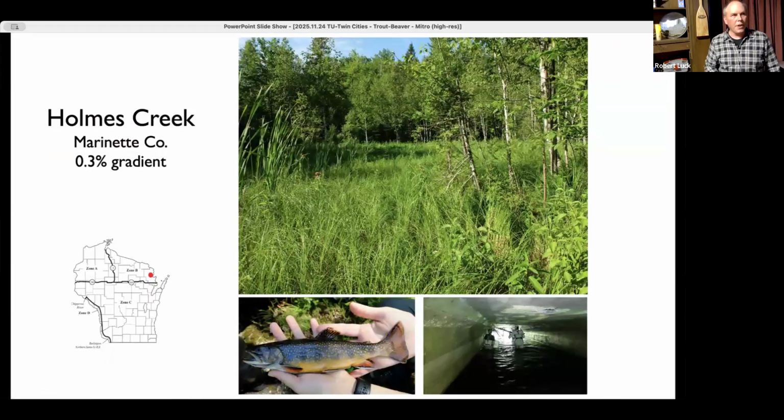I'll show one other example of temperature effects and then also tie it into what it does to trout and to other fish species in the stream. This is Holmes Creek in Marinette County. The image on the top is looking up at a mixed meadow woodland area. There's a person walking in the stream there. You might see their head sticking up through the grasses. It's a very narrow stream, rather deep. There are brook trout in there, and there's a picture of brook trout that we caught. On the lower corner, there's an image of my crew walking underneath a railroad underpass, and that's going to become important.